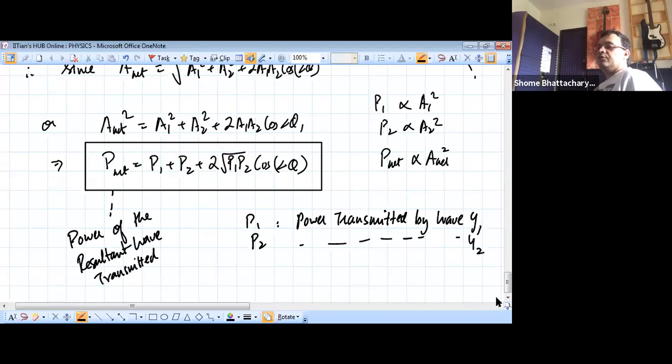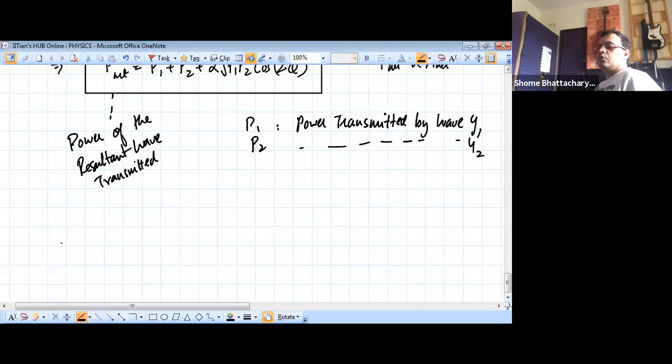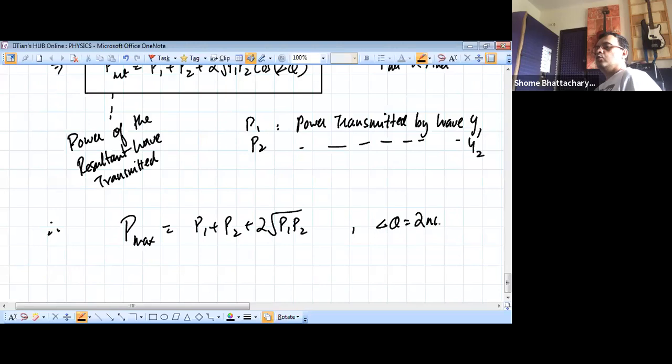Okay. And again from this, just continuing on that, you will also see that the maximum power that you can get is P1 plus P2 plus 2 root P1 P2. And that happens for delta phi equal to 2n pi, or basically what we call the constructive interference case.